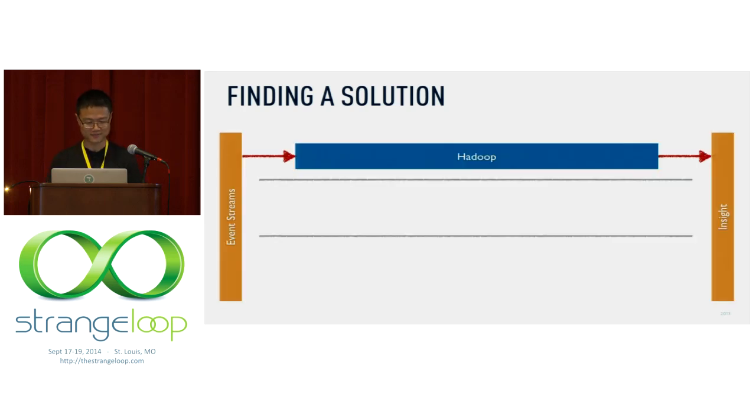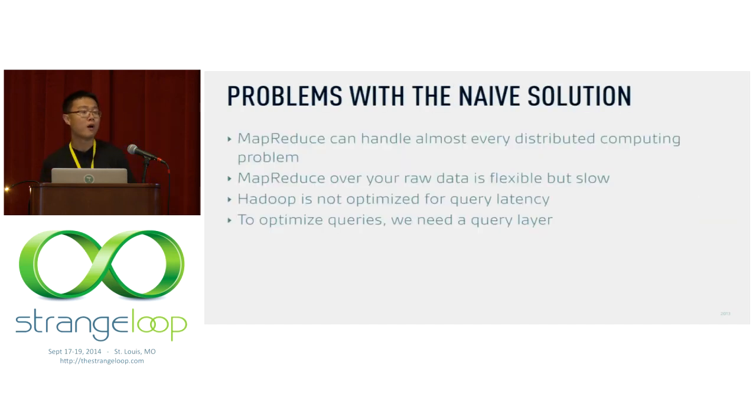Well, it's true that you can do everything with Hadoop. You can do data ingestion. You can do data processing. You can do queries on top of Hadoop. And while MapReduce is a very great general framework, it can handle almost every distributed computing problem that you can think of. MapReduce is not particularly optimized to do a lot of things very well. In particular, MapReduce queries of your raw data can be very, very slow.